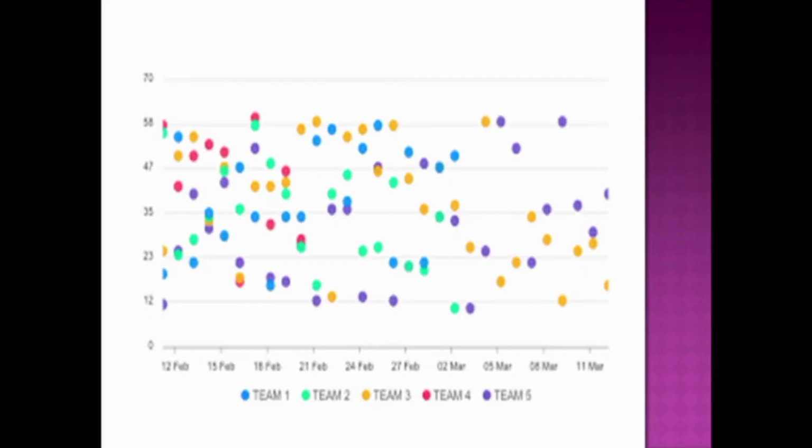Here is an example of the scatter chart. Team 1 is represented by the sky blue one, team 2 by the green one, team 3 by the orange one, team 4 by the red one, and team 5 by the purple one. And this is the data: 0 to 12, 12 to 23, 23 to 35. It can be on different intervals. Here the dates are 12 Feb, 15 Feb, 16 Feb, 21 Feb, meaning there is no equal spacing or comparison.